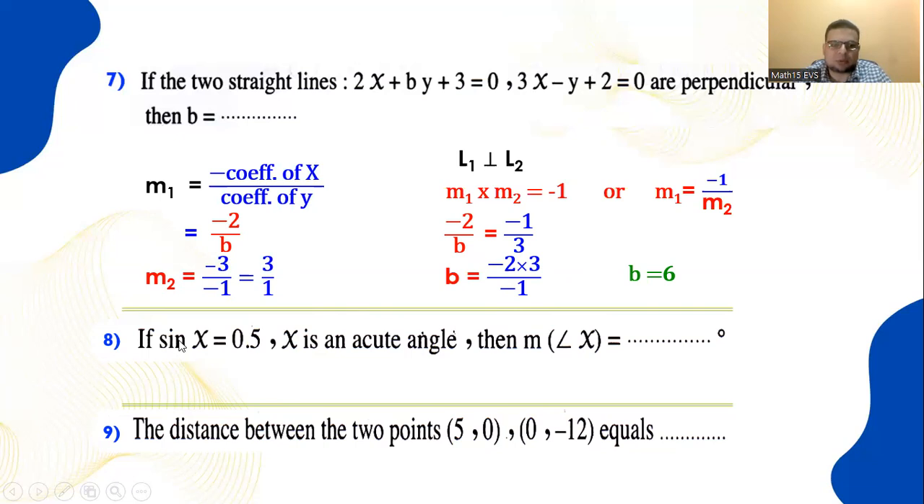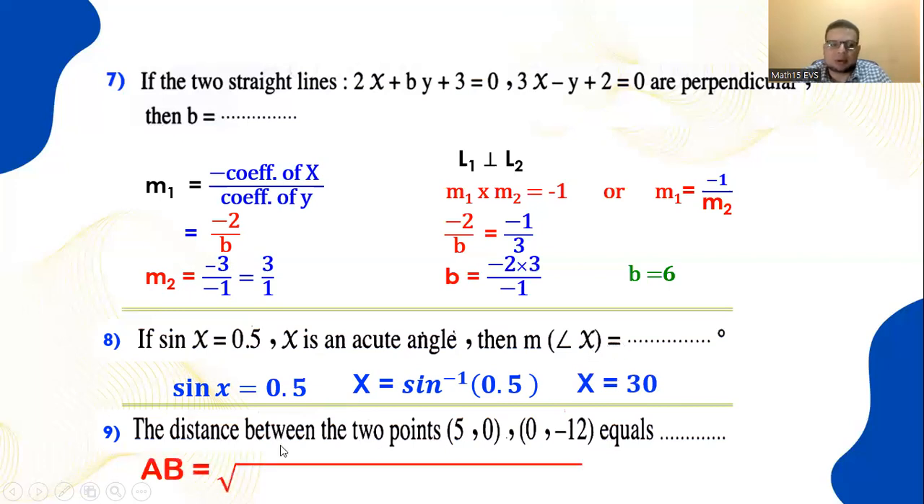Number 8. If sine x equals half and x is an acute angle, then measure angle x equals what? You can use shift sine half. What will you get? Yes, 30. 30 is an acute angle, so x is 30.